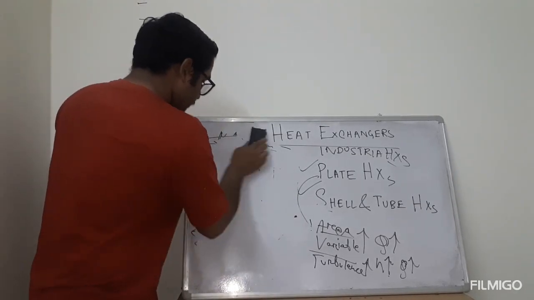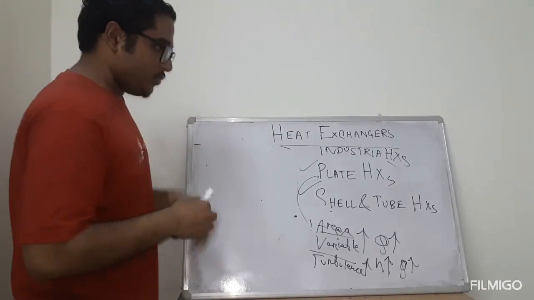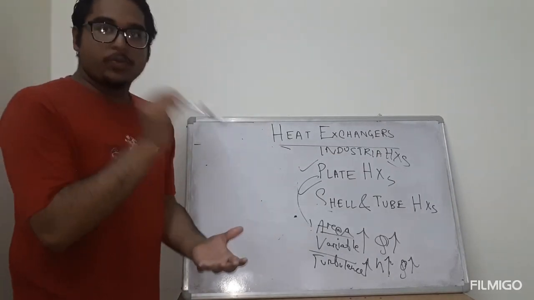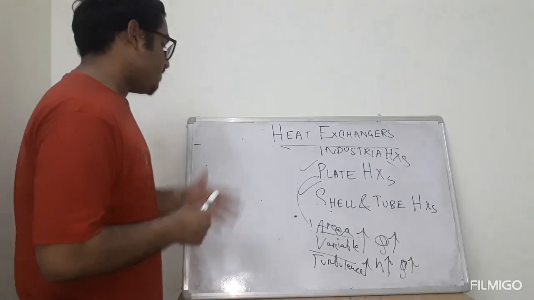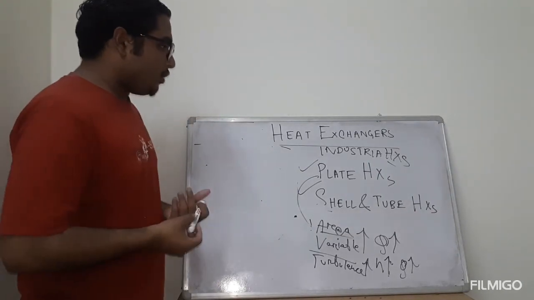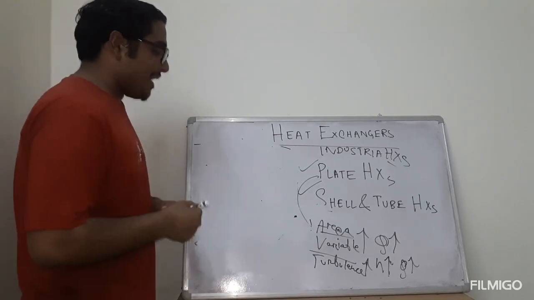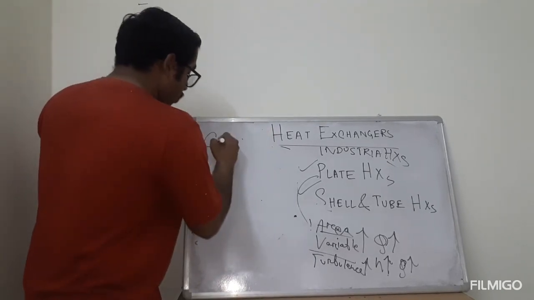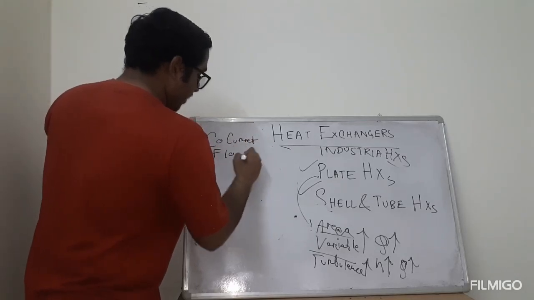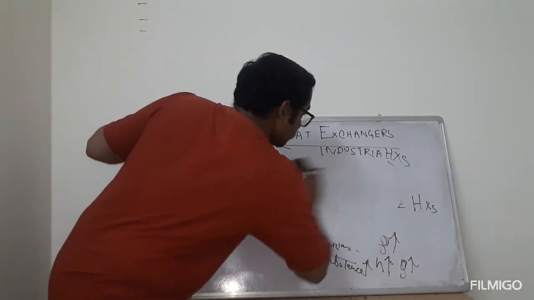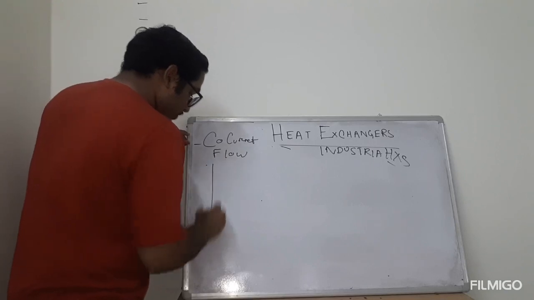So remember this. Variable area plate heat exchanger, shell and tube heat exchanger, one pass, two pass, we have discussed. Why the hot fluid should be flowing through the tube side, we have discussed. What is the use of baffles, we have discussed. All of these questions are very common in the interviews. Now coming to the graphs of this shell and tube heat exchanger, how do they exactly look? For co-current flow, let us discuss the graph. I'm going to rub this. Industrial heat exchangers co-current flow graph looks something like this.